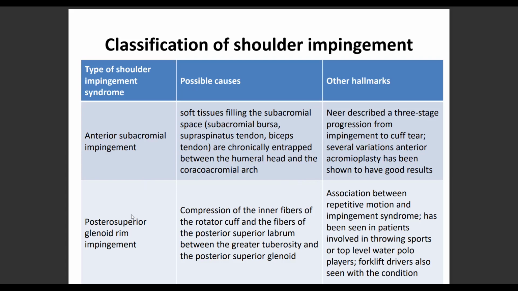The other type is the posterior superior glenoid rim impingement. And the cause of this posterior superior glenoid rim impingement is the compression of the inner fibers of the rotator cuff and the fibers of the posterior superior labrum. And ये किसके दरमियान compression होती है? Between the greater tuberosity and the posterior superior glenoid.